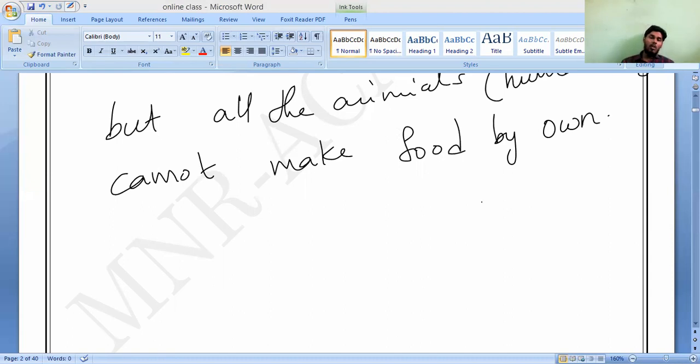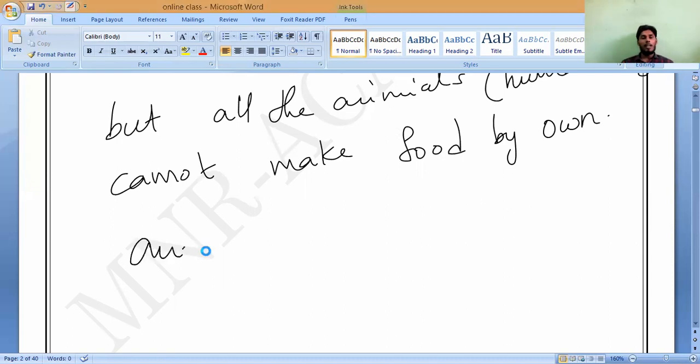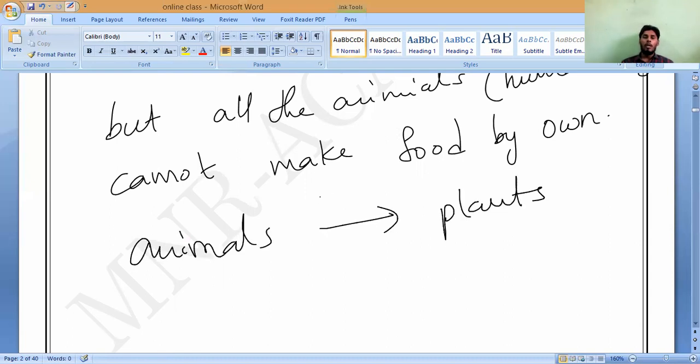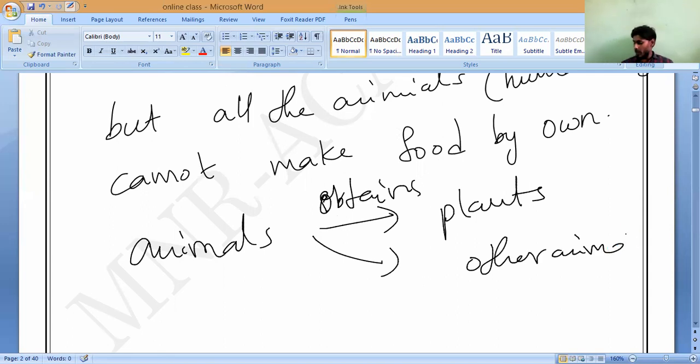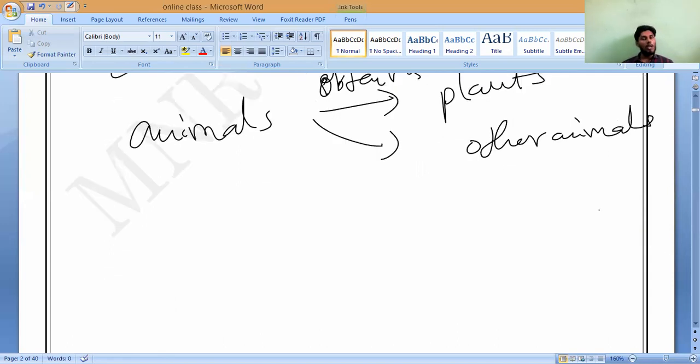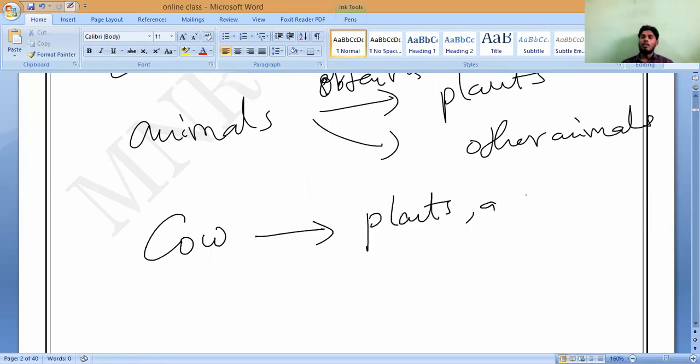So all these animals obtain food from plants, or else they may obtain it from other animals. For example, let us take a cow. What will a cow eat? The cow will eat plants, or else it will eat grass. So the cow depends on what? Plants only, correct or not?